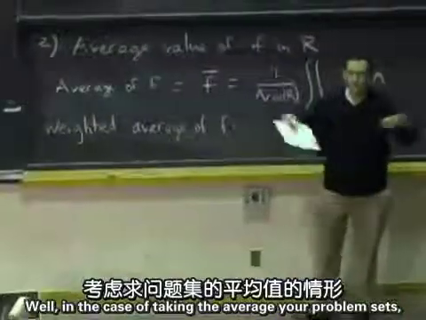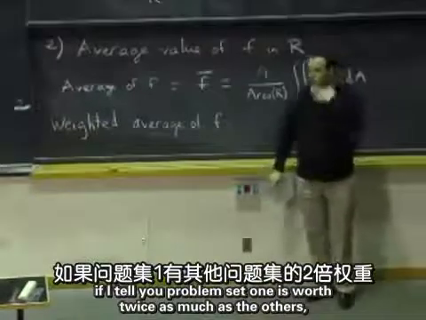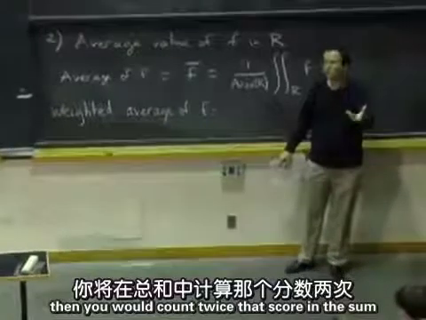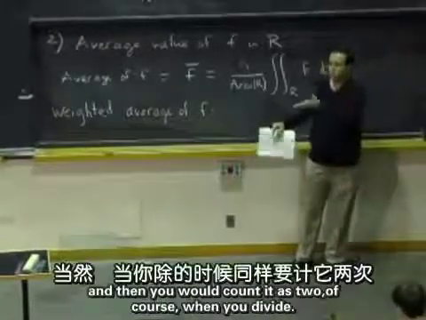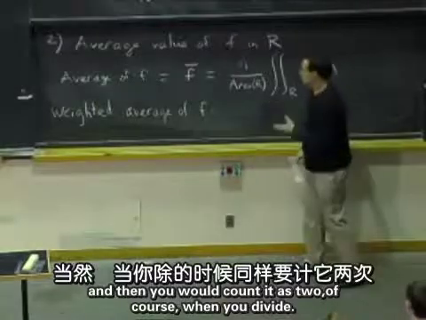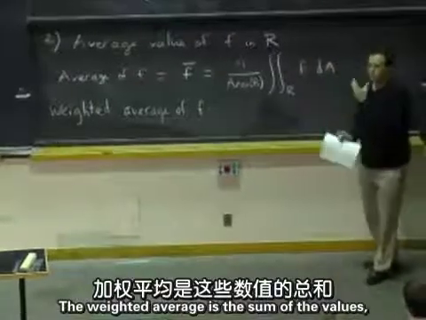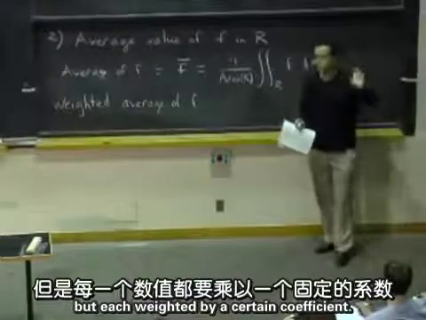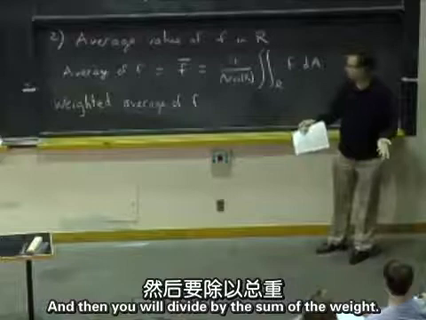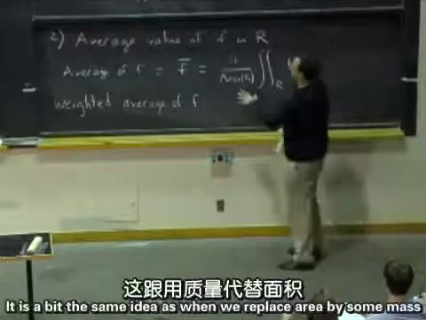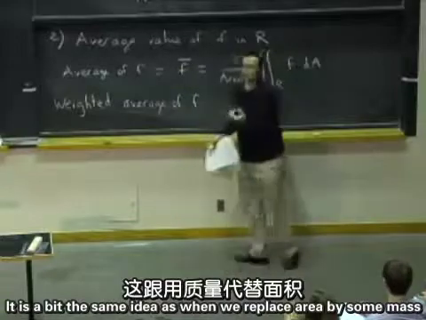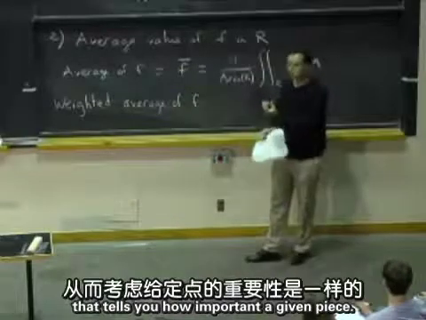Well, in the case of taking the average of your problem set, if I tell you, well, problem set 1 is worth twice as much as the others, then you would count twice that score in the sum, and then you would divide. You would count it as 2, of course, when you divide. So the weighted average is the sum of the values, but each weighted by a certain coefficient, and then you will divide by the sum of the weights. So it's a bit the same idea as when we replace area by some mass that tells you how important a given piece is.